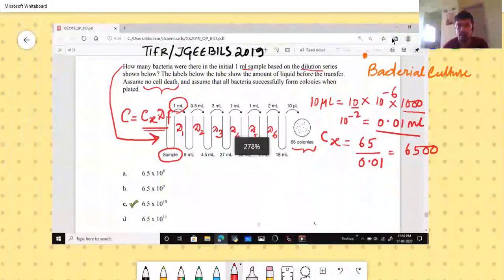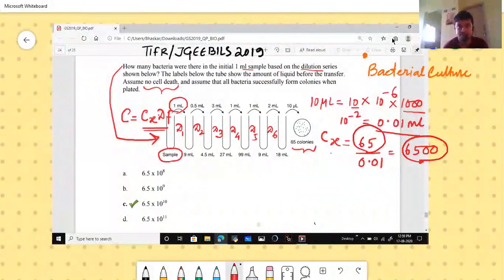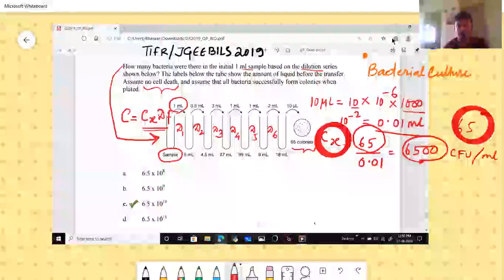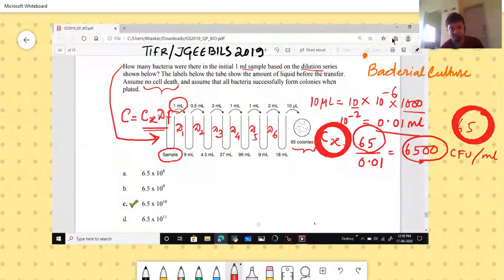This is the total number of cells, that means these are the colonies. So how many colony forming units are there? That is the concentration. So Cx equals 65 divided by whatever the volume is. Suppose this is 0.01 ml, so you divide 65 by 0.01. If it is in 1 ml, that means 65. So this is the colony forming units per ml. Correct? We can convert it later into the number of cells.